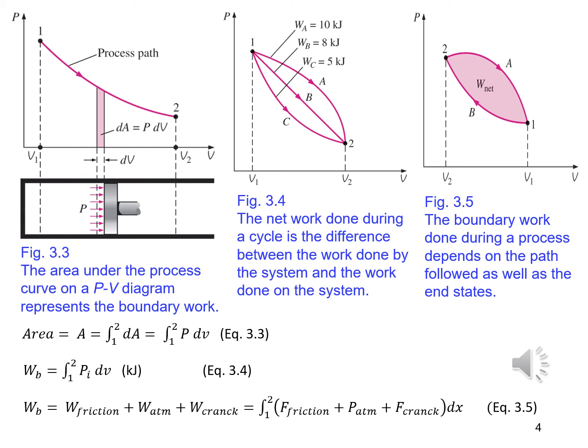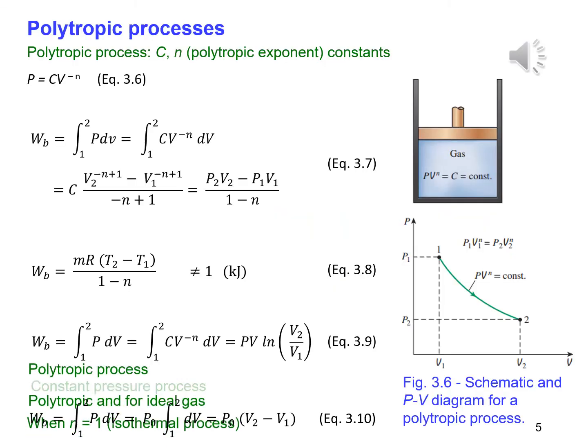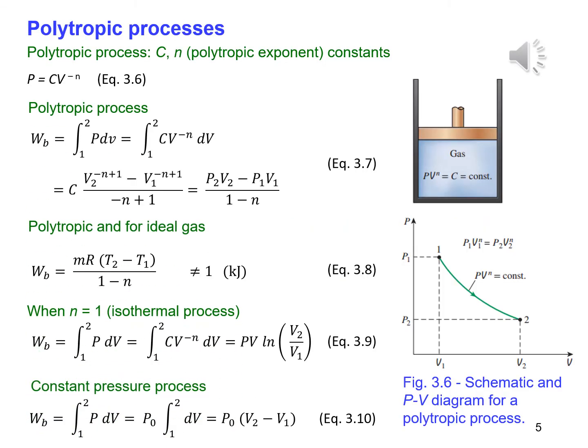It can also be used for solids and liquids. During actual expansion and compression processes of gases, pressure and volume are often related by PV^n = C, where n and C are constants. A process of this kind is called a polytropic process, and is shown in figure 3.6. Next, we develop a general expression for the work done during a polytropic process.